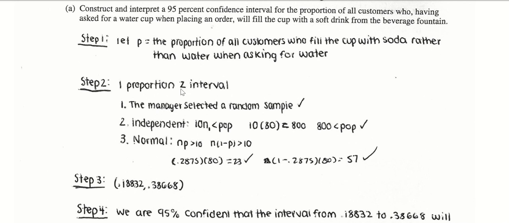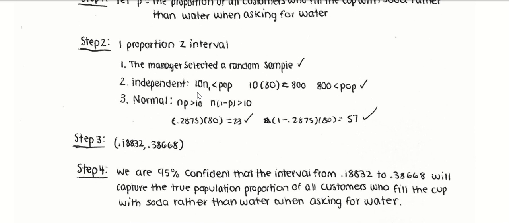Then the student named the test. It's a 1 proportion z interval. Notice they didn't even show work. The student didn't write down the formula, nor did the student plug any numbers in. They just put down the interval. In this particular year, they weren't looking for that. So they were just looking for the actual interval.